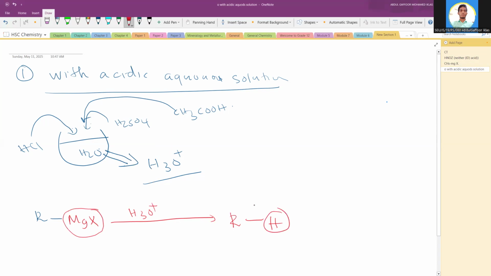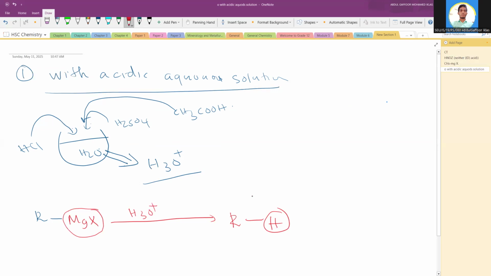Is that clear? If you have an acidic aqueous solution with a Grignard reagent, the MgX will be removed and in its place, H plus will be substituted. Okay. Is that clear? So this is the first type. You put an acidic aqueous solution on the Grignard reagent so that you can produce an alkane.